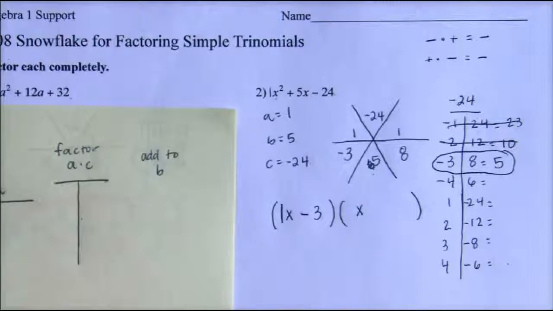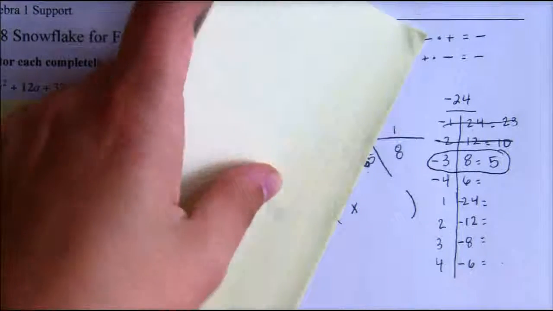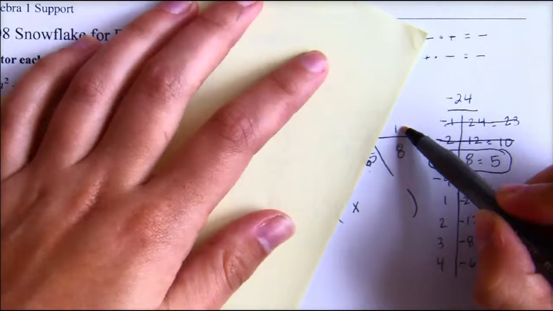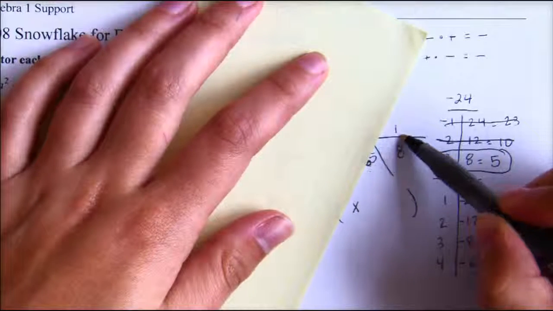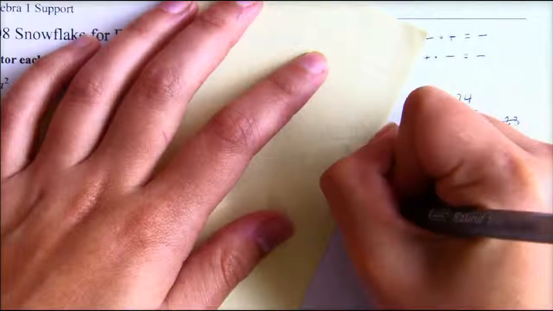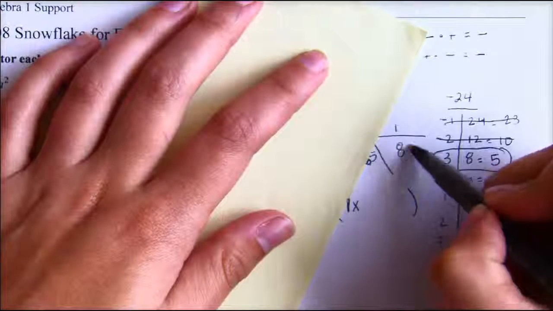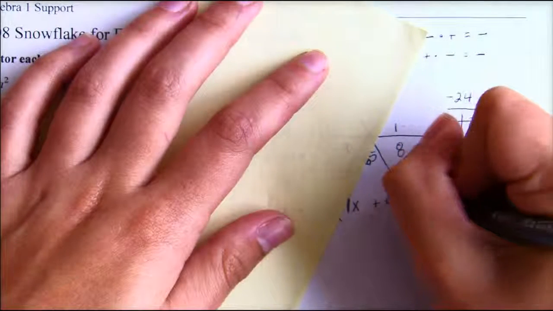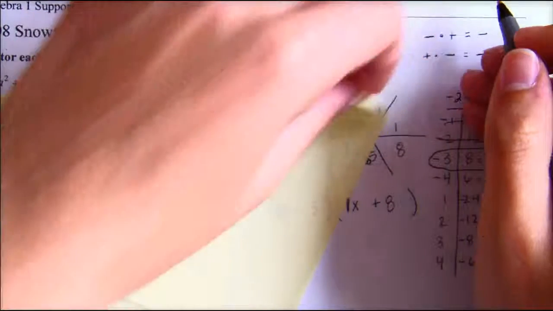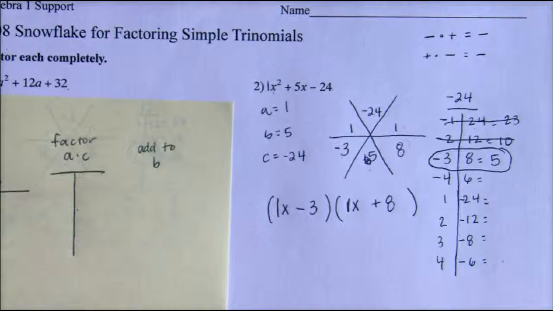Okay, going to look at the other side of my snowflake. Looking at this number, it's the one that's going to go in front of my x, so I'm going to put a 1 in front of my x. Then I have a +8, so I'm going to put a +8 here at the end. Okay, let's just go through and check our work, make sure we've got it right.